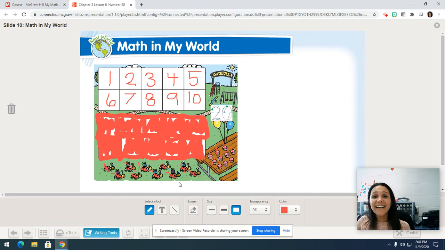3, 4, 5, 6, 7, 8, 9, 10. Great job! I'm going to give you a second to finish coloring in your 10 blocks. Okay, now I want to count how many total we have.